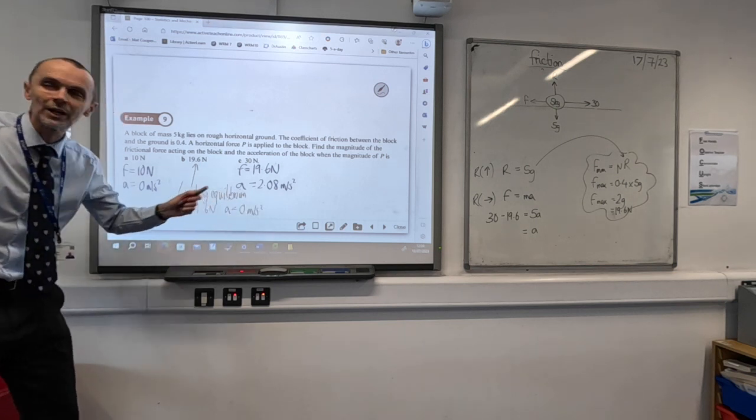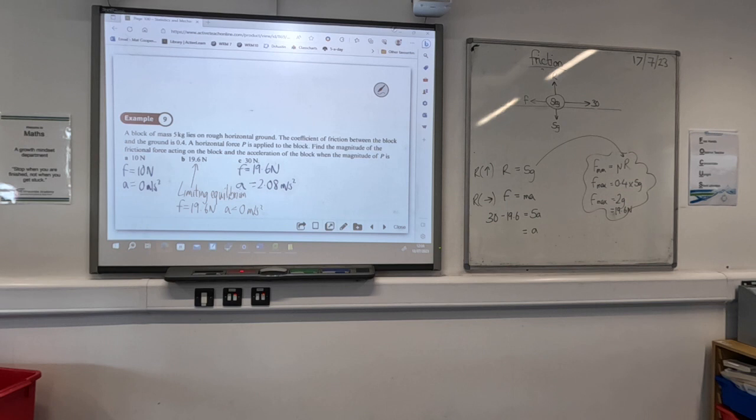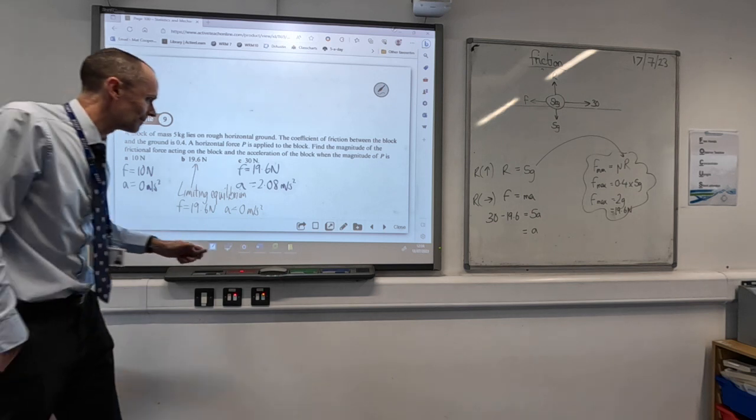But we will come back to situations that say the particle is in limiting equilibrium or similar sort of wording. We're dealing there with a situation where it's about to move. Any more force is going to create an acceleration, but not at the moment. Not yet at the moment.